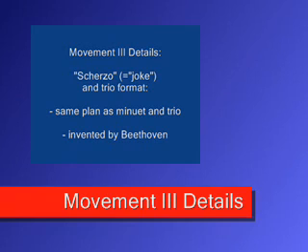It basically has the same plan as a minuet in trio movement, A, B, A prime. And A prime is A prime because it's A presented without repeats. But the music is lighter and faster than that used for a minuet. And this movement format was invented by Beethoven, and once he introduced it, other composers followed his example, and by the end of the century, it was the standard movement format for a 4-movement symphony.